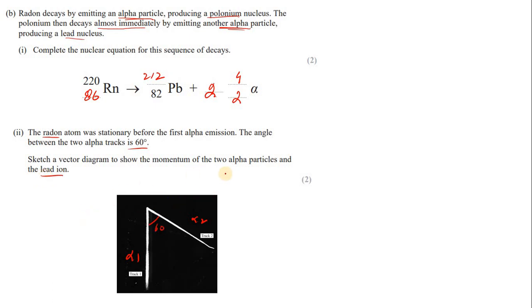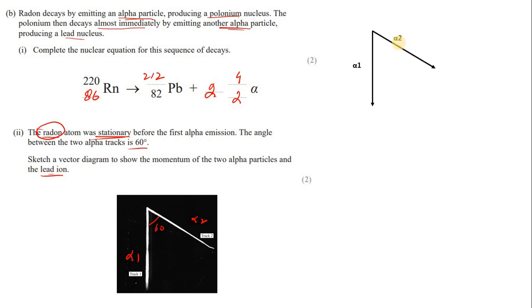Remember, the two alphas and the lead are the final products of radon, and radon was initially stationary, so initial momentum was 0. That means final momentum must be 0. So the sum of the momentum vectors in the final diagram must be 0. So let's draw the diagram. First we draw the vector of momentum of alpha 1, and then you need to measure the angle of 60 degrees. Do not forget the angle of 60 degrees. Without that, your diagram will be incorrect. So accurately measure this 60 degree angle, and then you can draw the second vector.